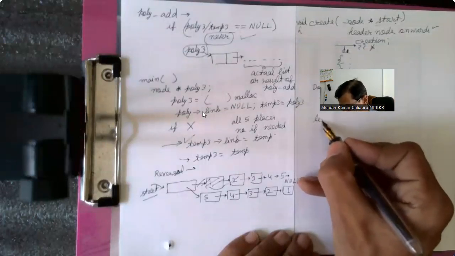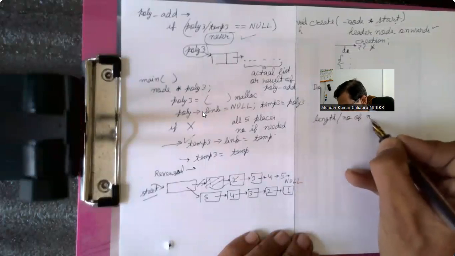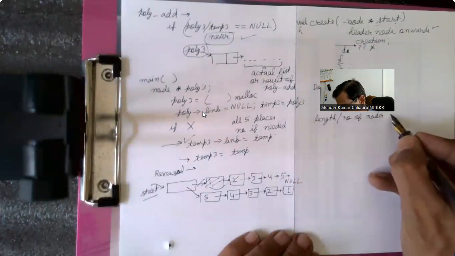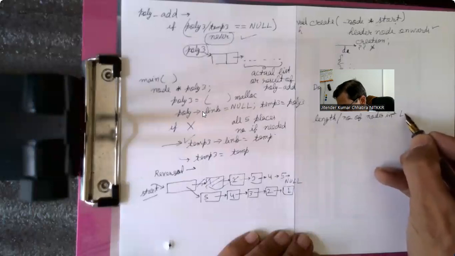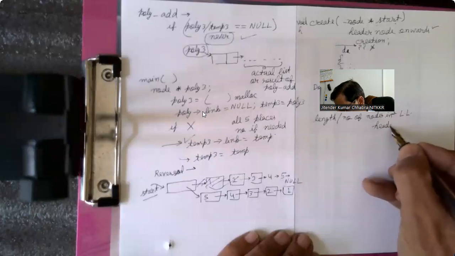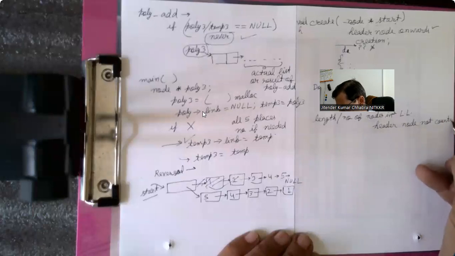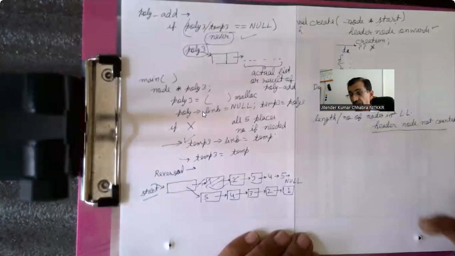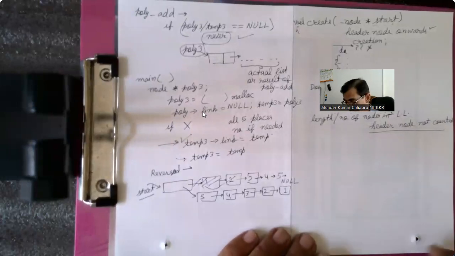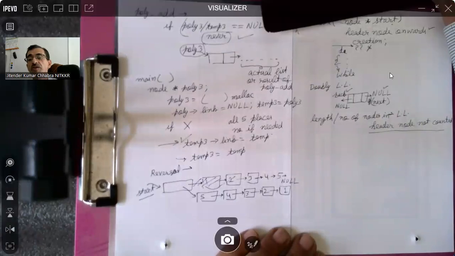When you say length of your linked list or how many nodes are there, anytime you do any operation on the linked list, your header node is not counted. So this node is never counted. This is just to handle the code. Sorry, I forgot to change this. Sorry if you have missed something because of that.